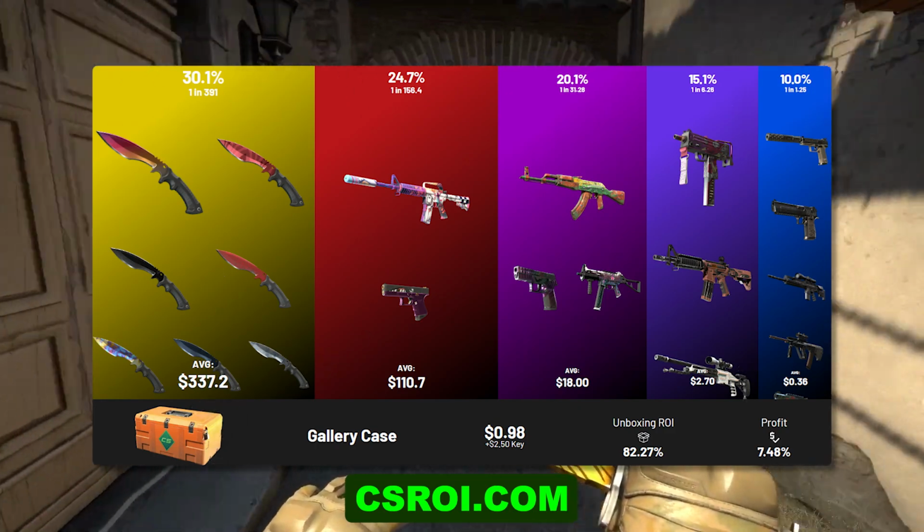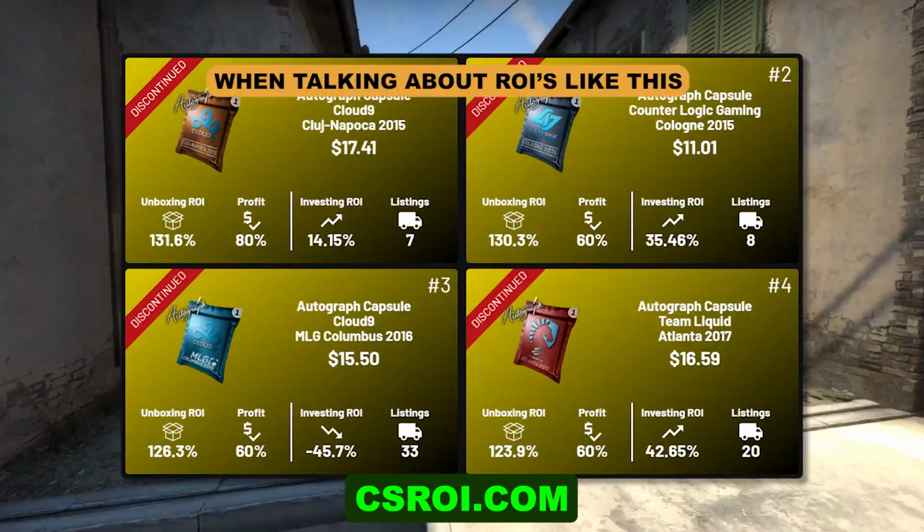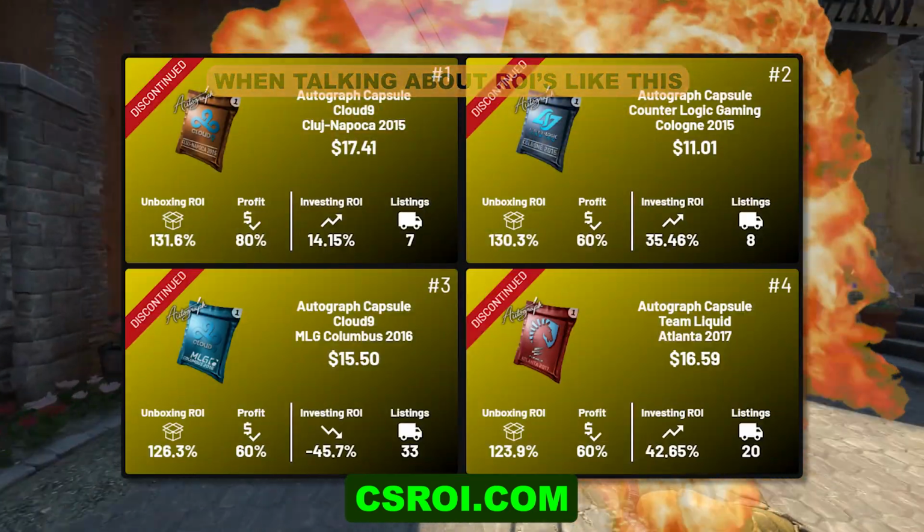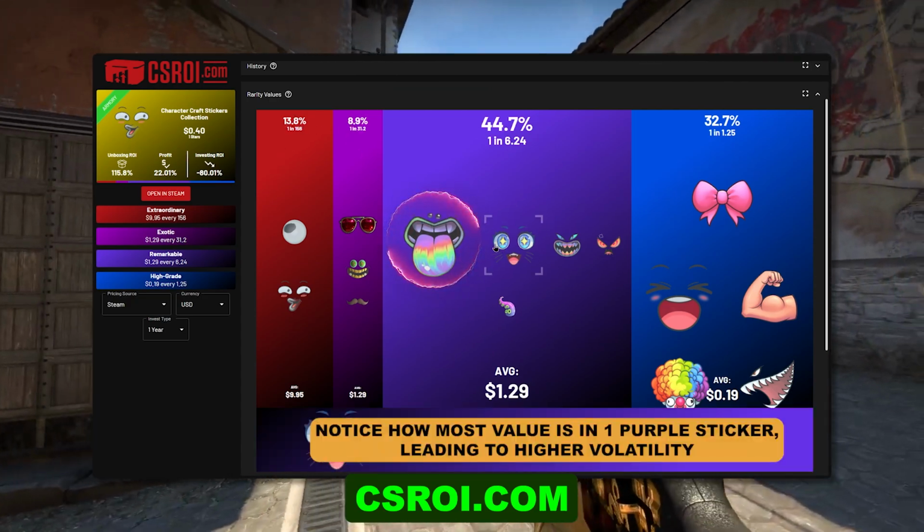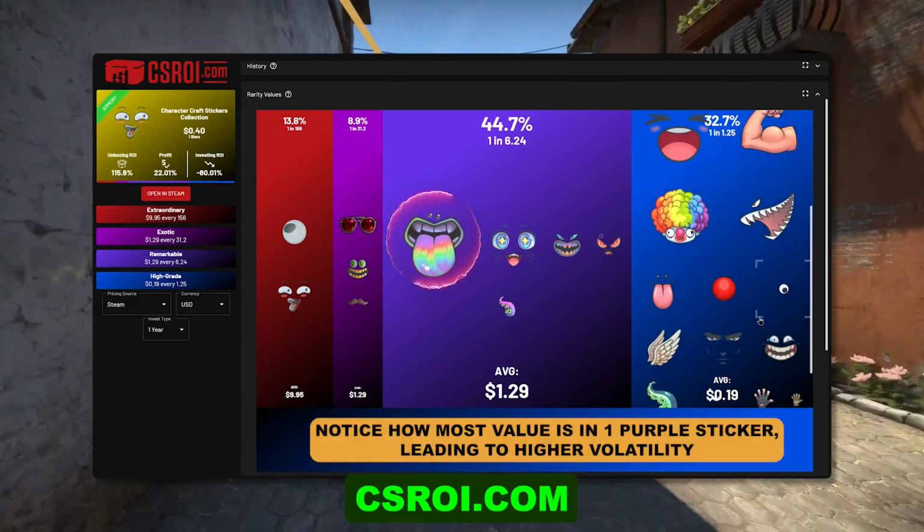It's very useful to, one, make sure that the ROI is correct and it's not one sticker inflating it out of the wazoo, but the best part about it is you're going to be able to see what the chase items are, what the items are that are going to be most valuable.